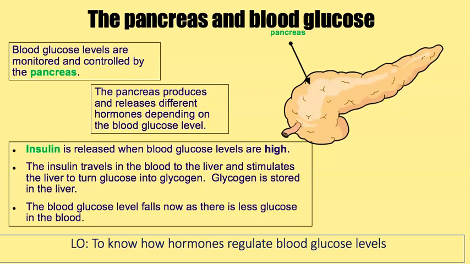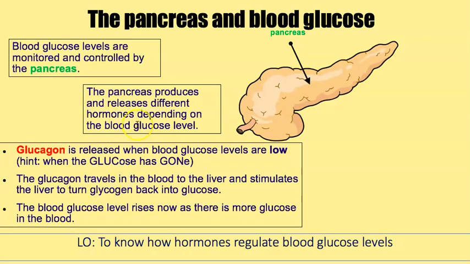Okay, now sometimes your blood glucose level will fall too much, okay, which is when something else has to happen. So you may have done lots of exercise and not eaten enough, or your body may have produced a bit too much insulin and therefore your blood glucose level has dropped too low. Again, this is monitored by the pancreas. But this time, if your blood glucose is too low, your pancreas will release glucagon.